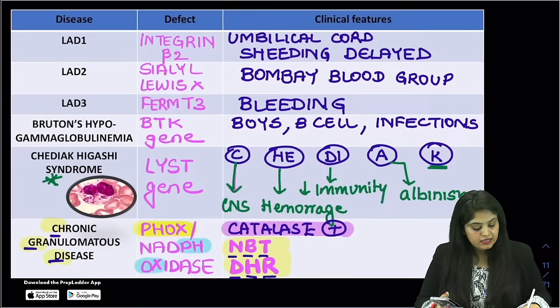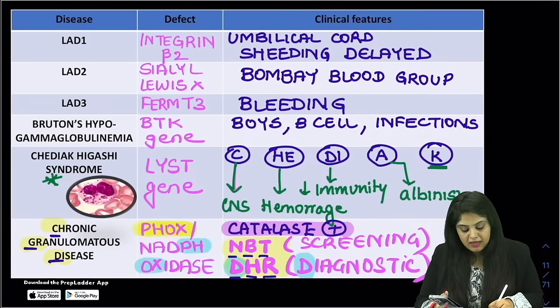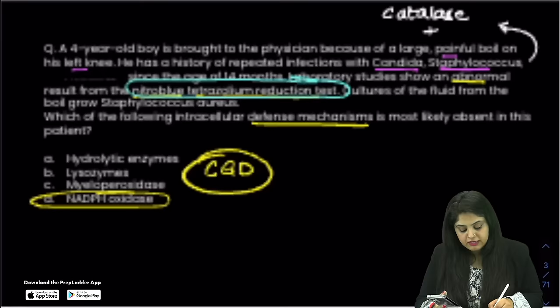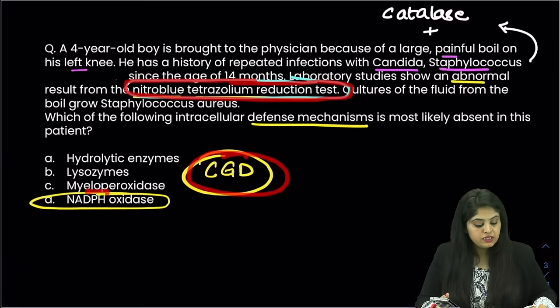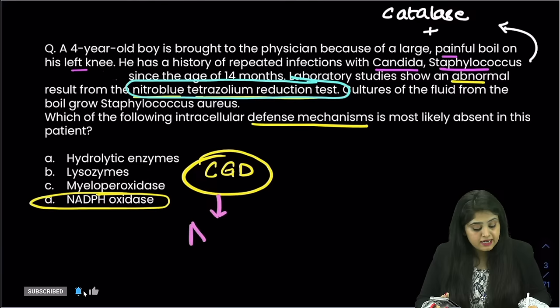Remember, NBT is the screening test. NBT is the screening test. And DHR, D for D. DHR is the diagnostic test. DHR will be the diagnostic, the final test, and NBT will be the screening test. Coming back to your question, here you had a classical case where they said the nitroblue tetrazolium reduction test was having a problem, means you were in CGD, means you had a deficiency of NADPH oxidase. The next question could be, what is the confirmatory test that you'll do? The confirmatory, diagnostic test that I'll do will be the DHR test.